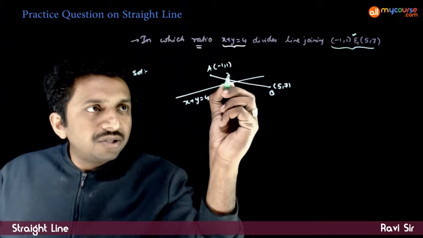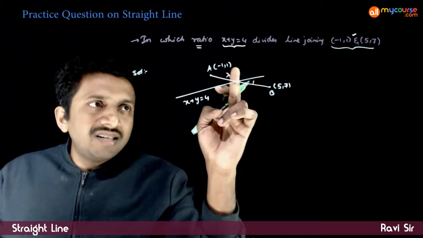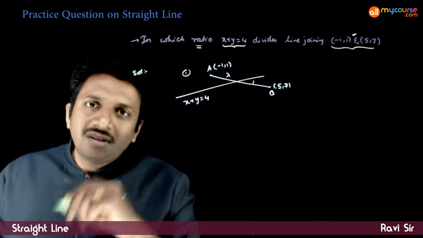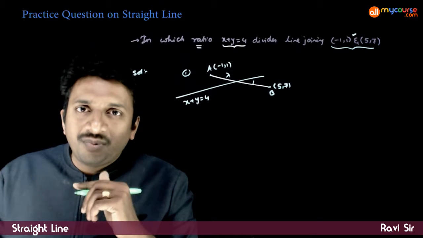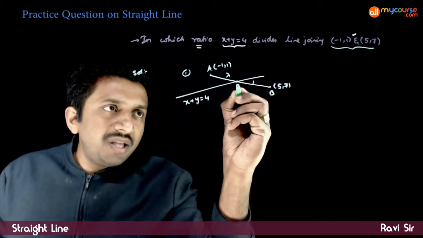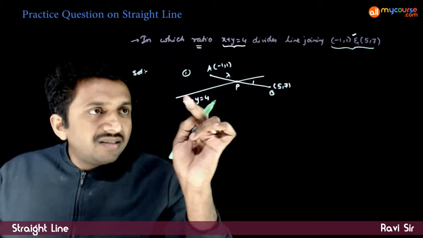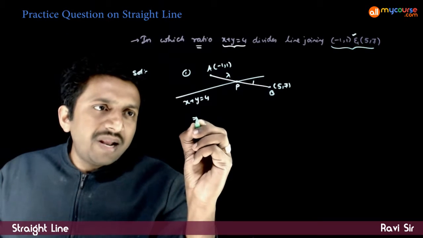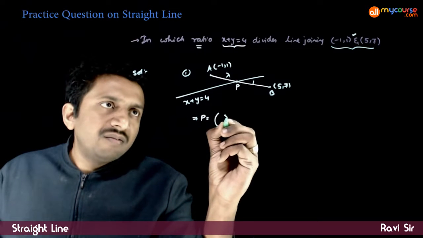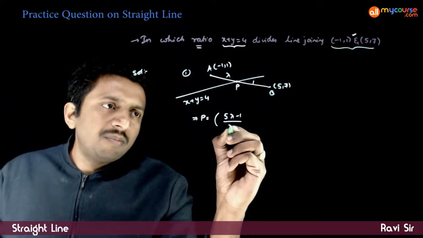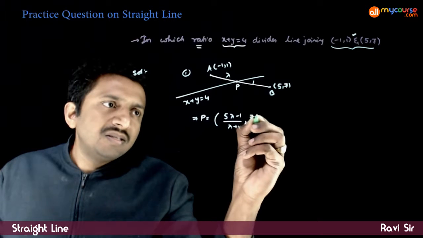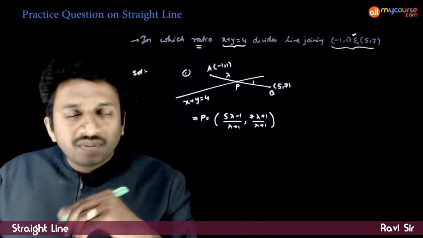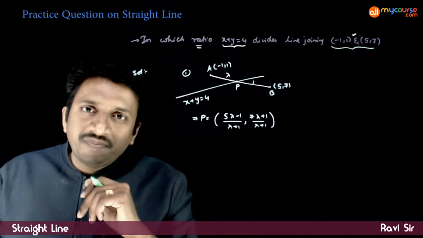So what is this ratio? Let us say that the ratio is lambda is to 1. So the first method is by section formula. If this point is P, let us say that this line divides AB in the ratio lambda is to 1. This implies P is equal to (5 lambda minus 1)/(lambda plus 1), (7 lambda plus 1)/(lambda plus 1). So these are the coordinates of P.